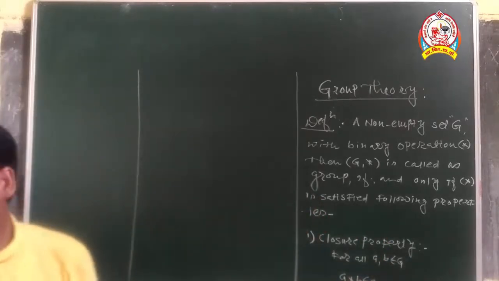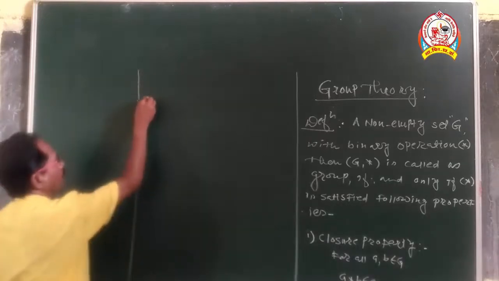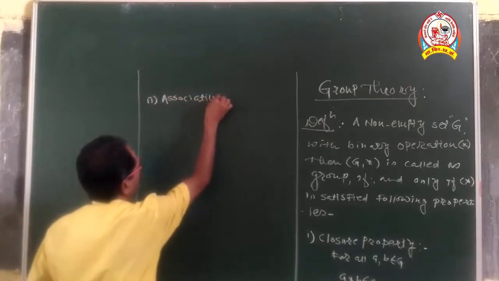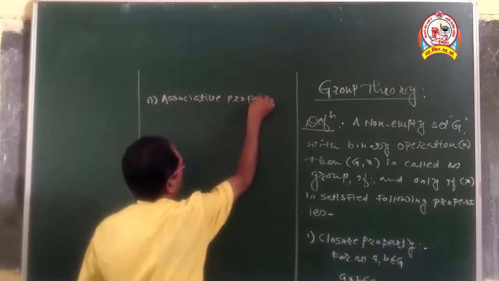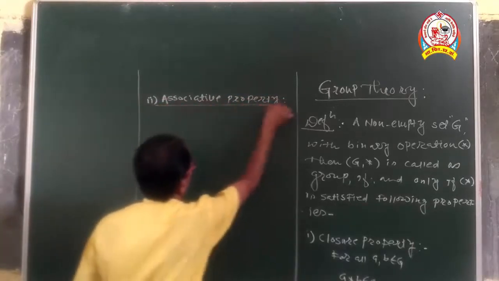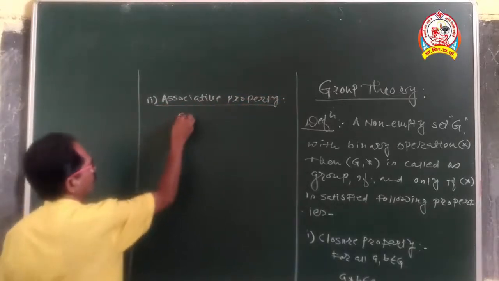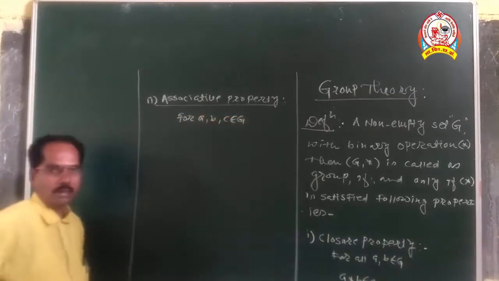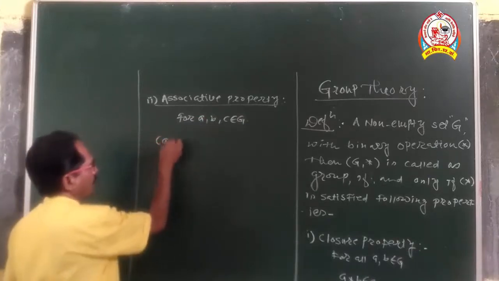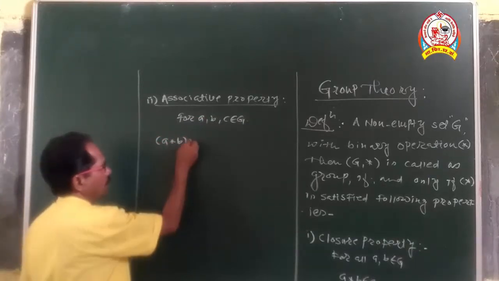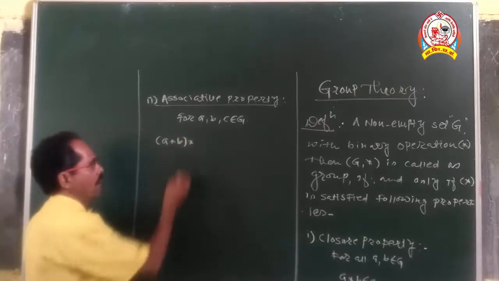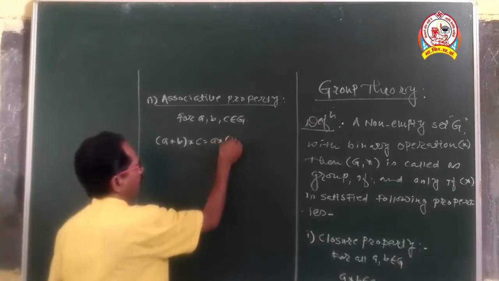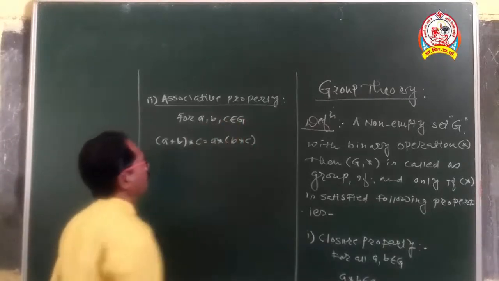Now, second property, associative property. For all a, b, c belongs to G, then (a star b) star c is equal to a star (b star c).